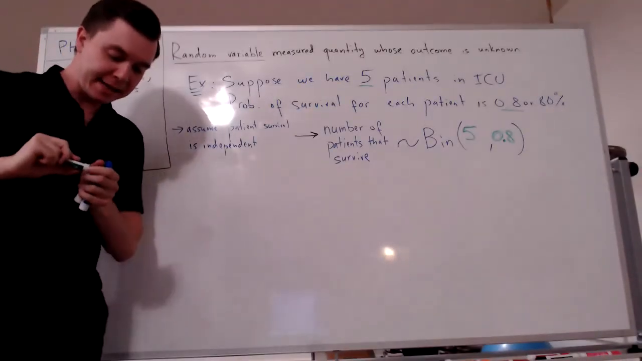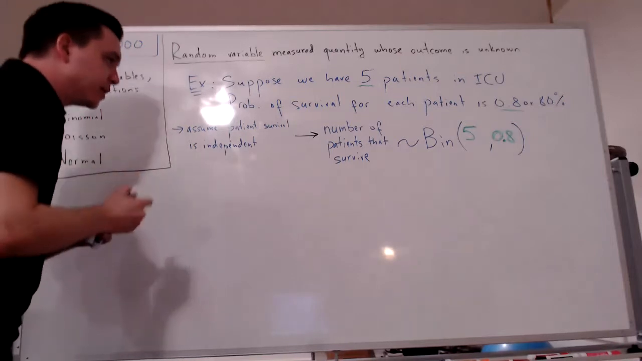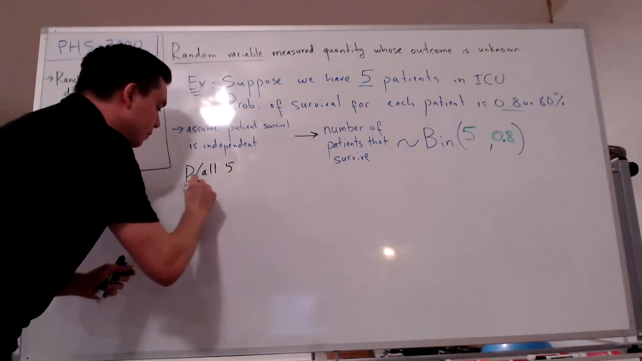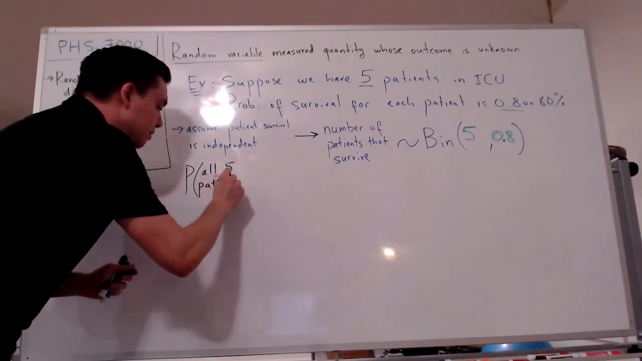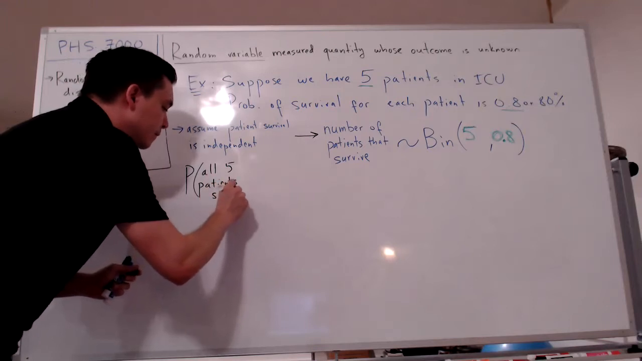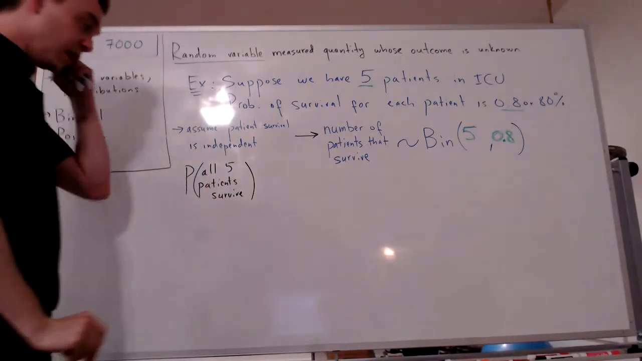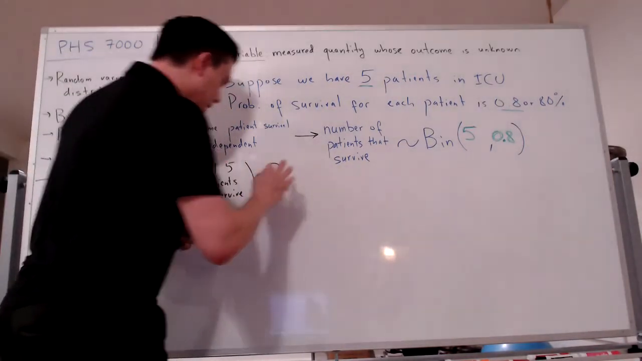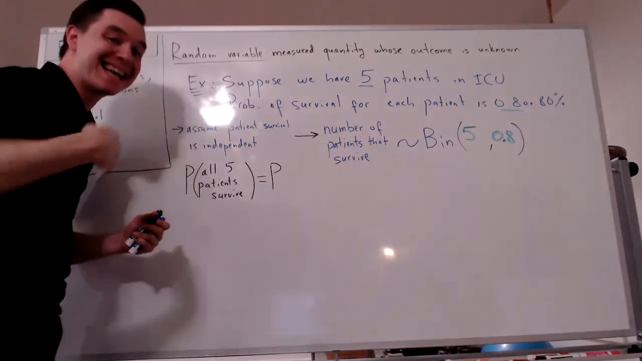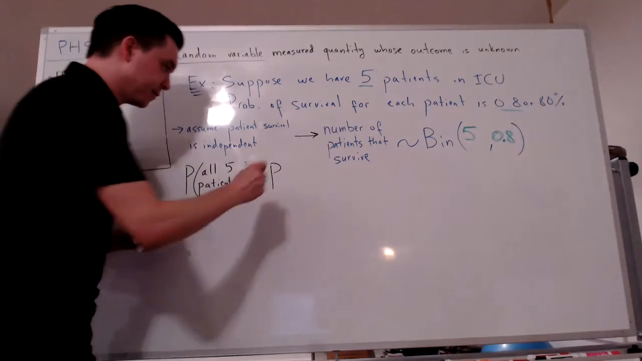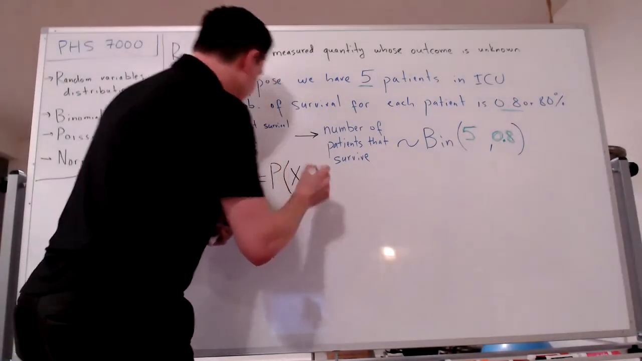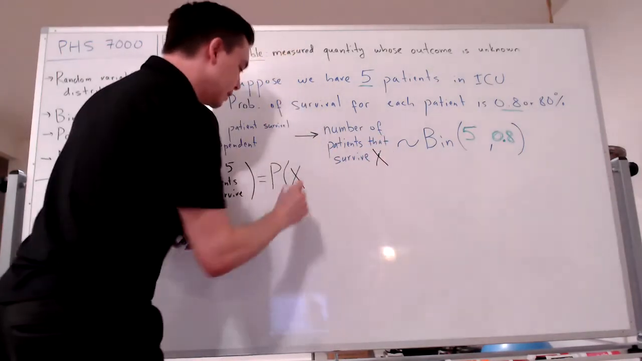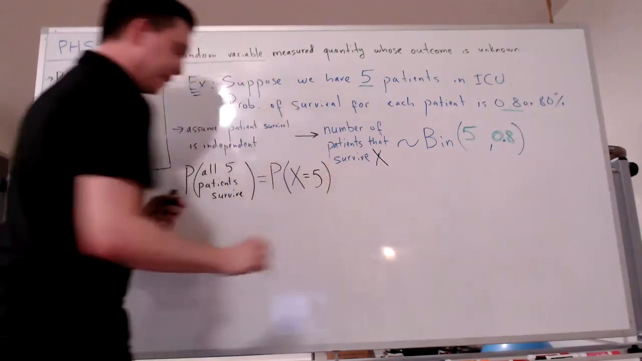So let's practice taking some more interesting probabilities. What if I'm somebody that likes a perfect record? What is the probability that all 5 patients survive? What is the probability that all 5 patients survive? The other way to read this is probability that exactly 5 patients survive. So this is my variable. Call this x, right? Is equal to 5 exactly.